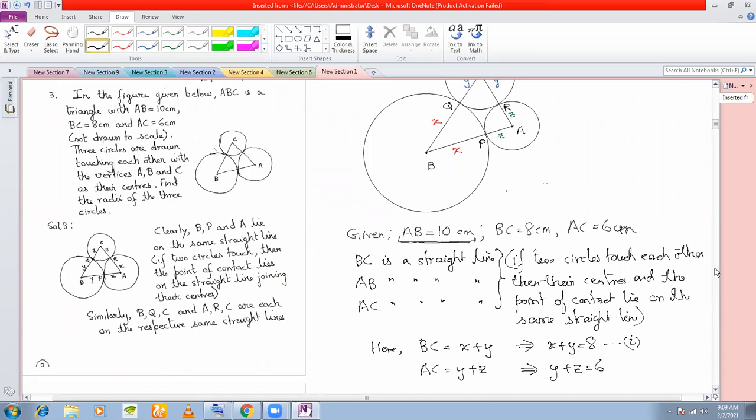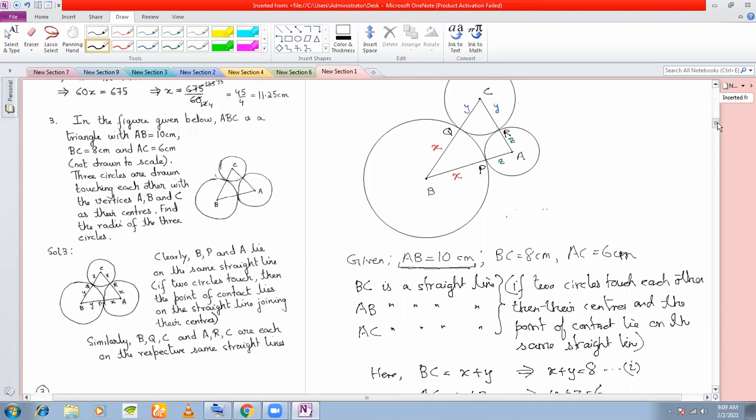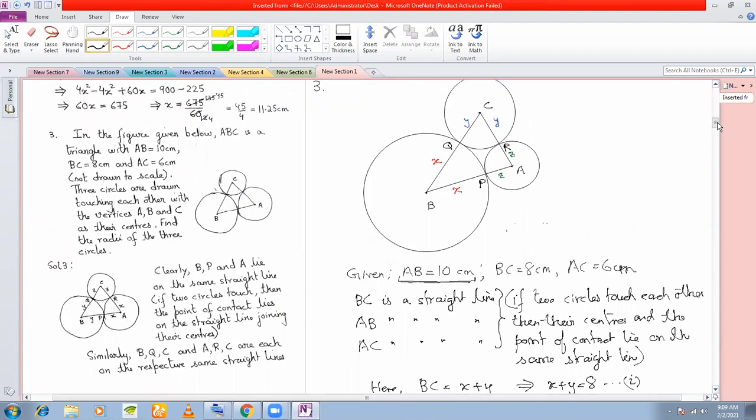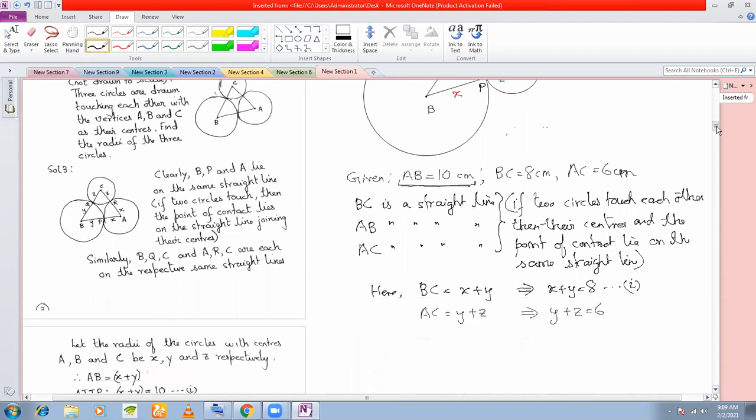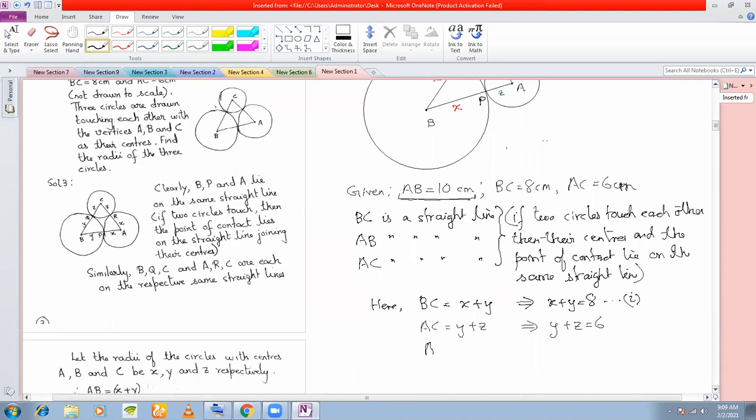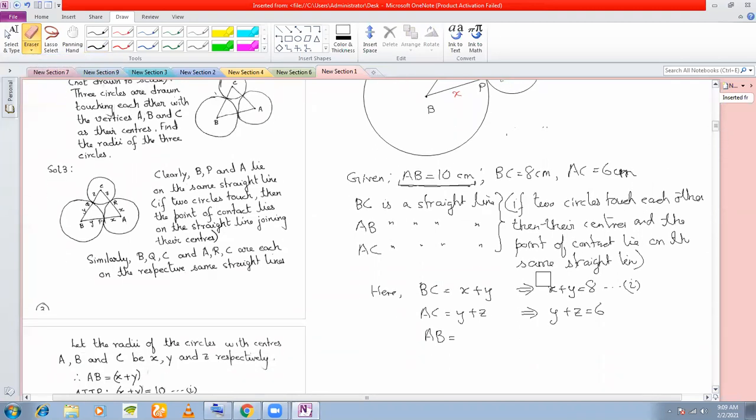Again, from the figure, you see that AB is given to you as 10. So AB is equal to 10, and from the figure you can see AB is X plus Z. So X plus Z is equal to 10. So you get your second equation and you get your third equation.